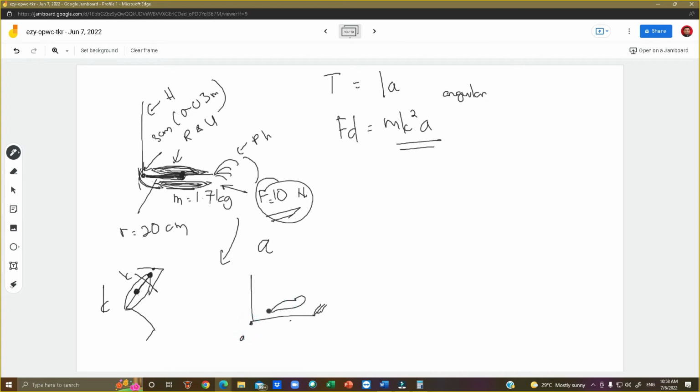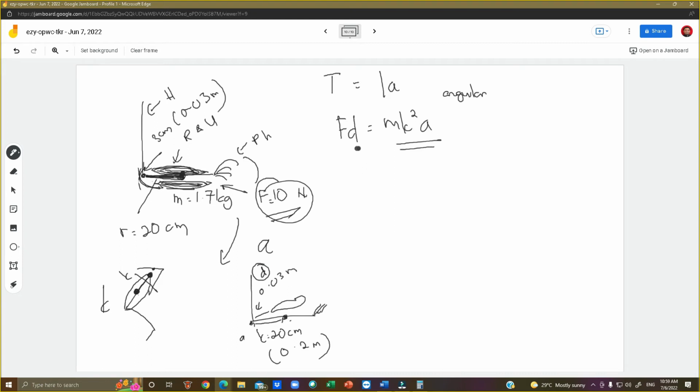Axis. This distance is 0.03 meter. The middle of the system to the axis of rotation is 20 cm, or 0.2 meter. This is K. Okay. This is D for top. Okay, so they try to find out mk squared.